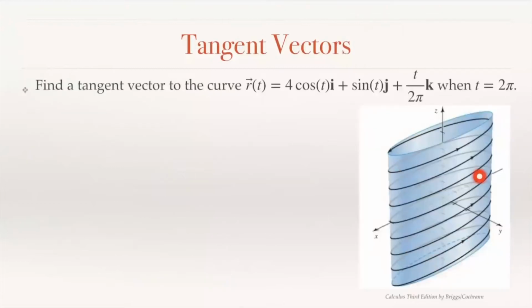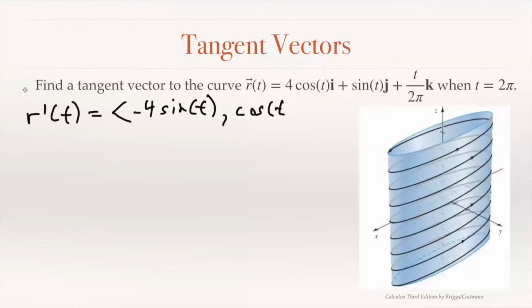Okay, we saw this helix in chapter 14.1 as well, and proved that, for example, its projection onto the xy plane is an ellipse, and then it's moving up 1 unit every rotation. Here, a tangent vector, so once again, just taking the derivatives of the components. Okay, derivative of 4 cosine t is negative 4 sine t. Derivative of sine t is cosine t, and derivative of t over 2 pi is just 1 over 2 pi.